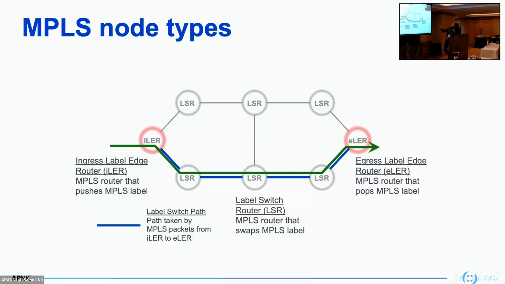And then finally, when it comes to the destination, the MPLS packet will exit and become a normal packet. So that's called a label edge router, but for egress, or exit, when it leaves the MPLS domain. If the packet comes from the other side, you can change this definition like that. You can say this is the ILER and this is the ELER.